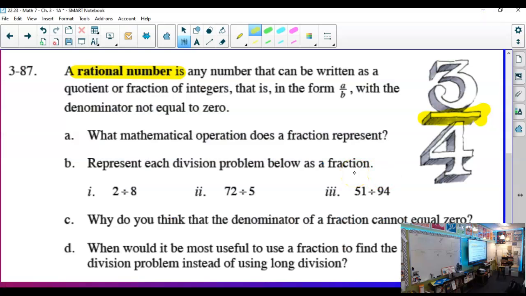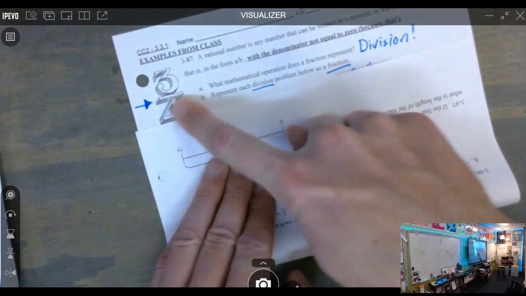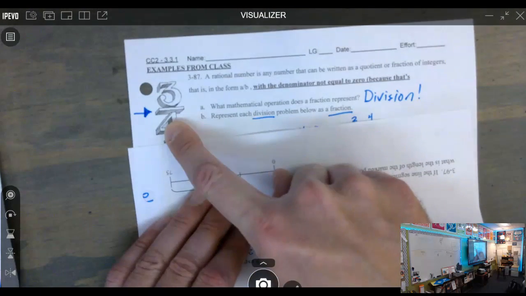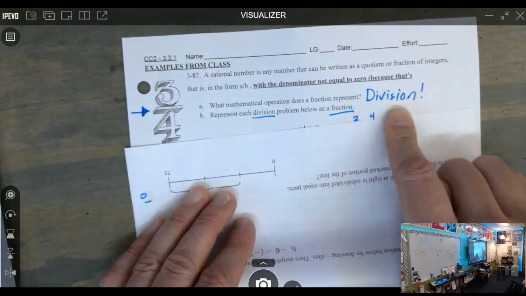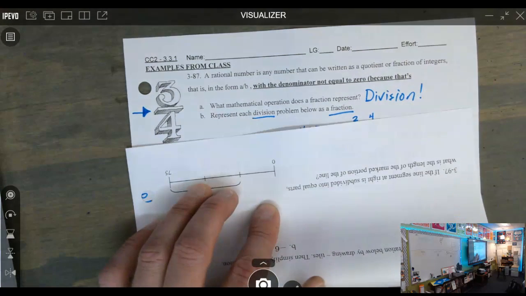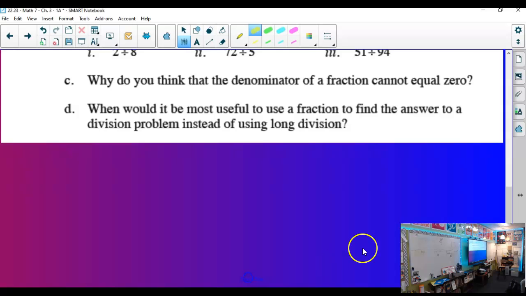So this is on your paper, so I'm trying to cover up some of this. Right here, you could draw an arrow to the fraction line if you want. What mathematical operation does a fraction represent? Division. So we're going to take these divisions and rewrite them as fractions, because we know division is really a fraction.